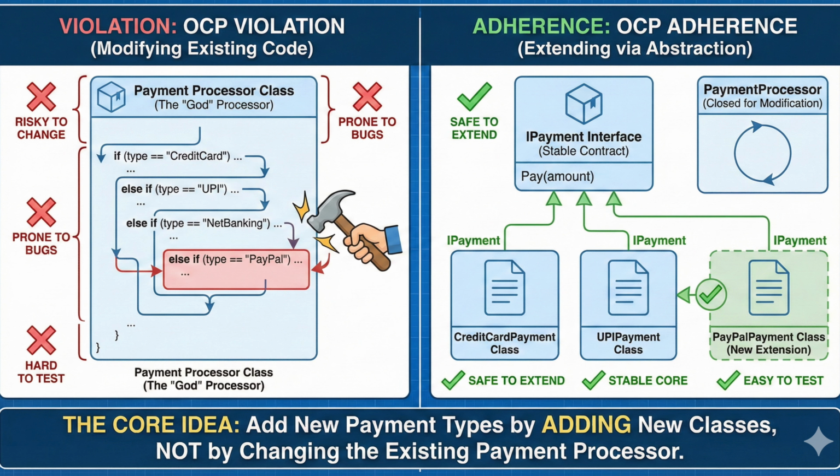Now whenever we need a new payment type, we simply create a new class such as credit card payment, UPI payment, or PayPal payment, each implementing the iPayment interface. We extend the system by adding new classes instead of modifying old working code. This approach is safe to extend, stable and maintainable, easy to test, future-proof, and that's the core idea of the open-closed principle. Add new functionality by adding new classes, not by constantly changing the existing payment processor.